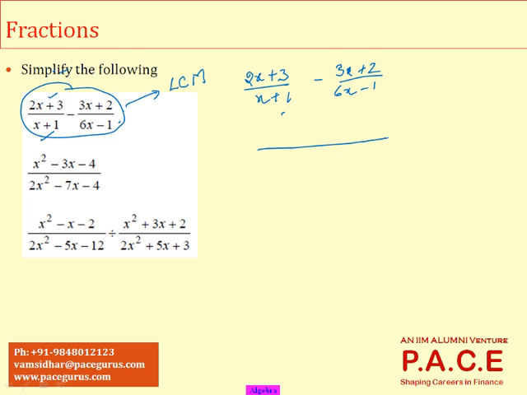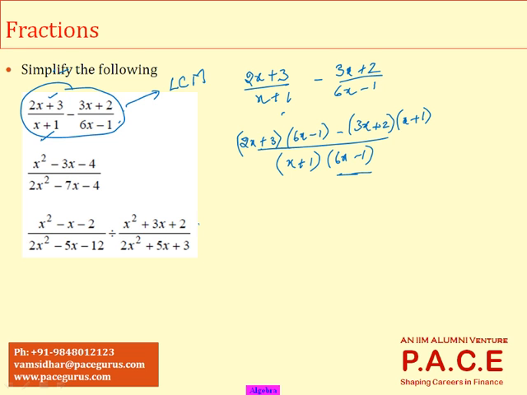Now the LCM of this is nothing but the product of these two things. Simple. x plus 1 into 6x minus 1 is the product. And here, x plus 1 cancels with x plus 1, so what is left is 6x minus 1. So here you write it as 2x plus 3 multiplied by 6x minus 1, minus, the same way as here, 3x plus 2 into x plus 1.